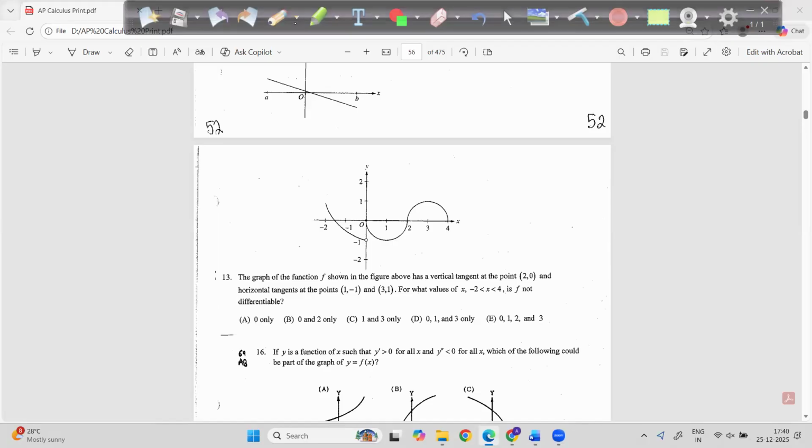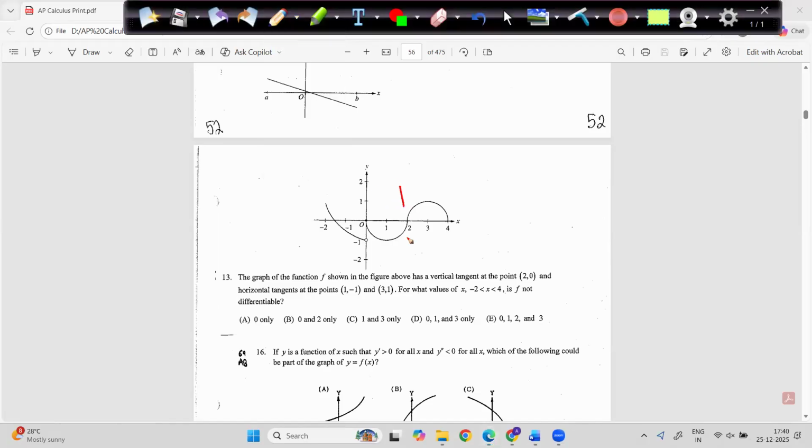The function does not have a derivative at vertical tangents. At 2, the point has a vertical tangent, so at 2 definitely we cannot find the derivative. So 2 should be in the answer. Cancel all the options that don't have 2. So only A and B are left. At 1 and 3, clearly the function is differentiable and has a horizontal tangent. It is not differentiable only at sharp cusps, and this is not a sharp cusp. So happily it is a horizontal tangent here and there.